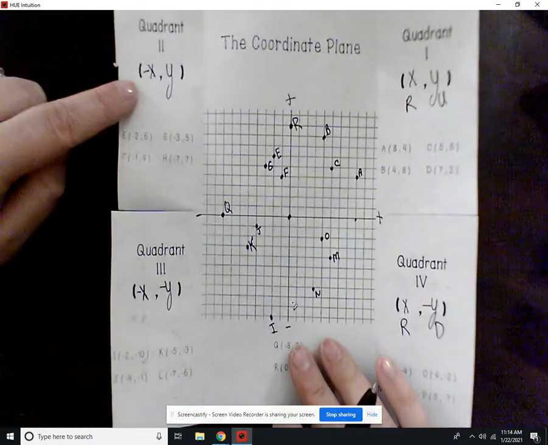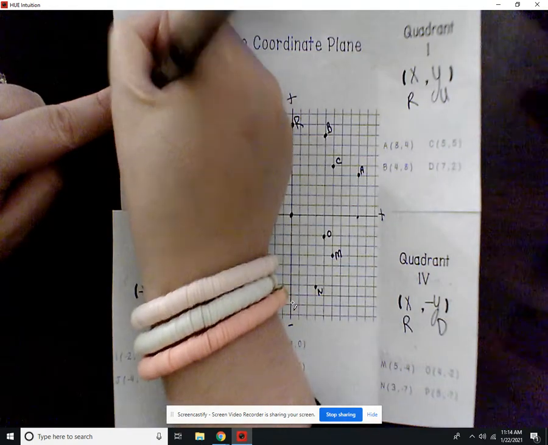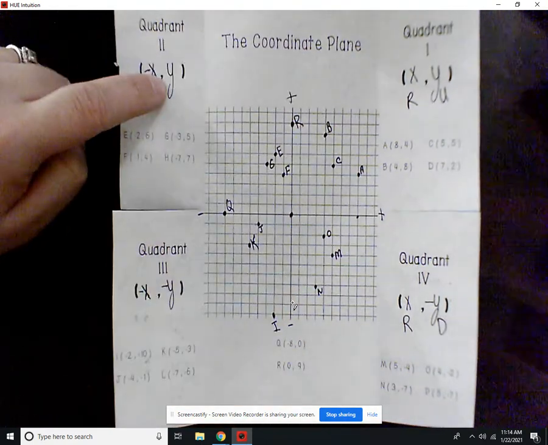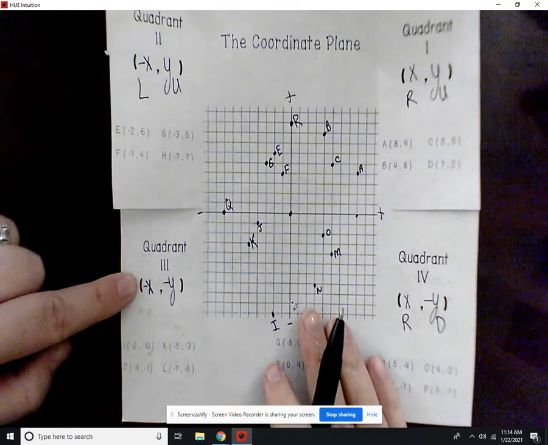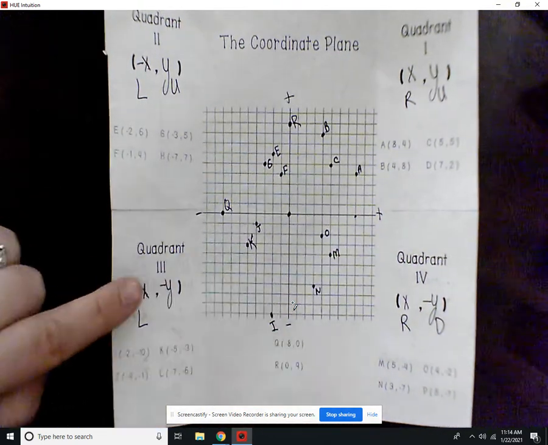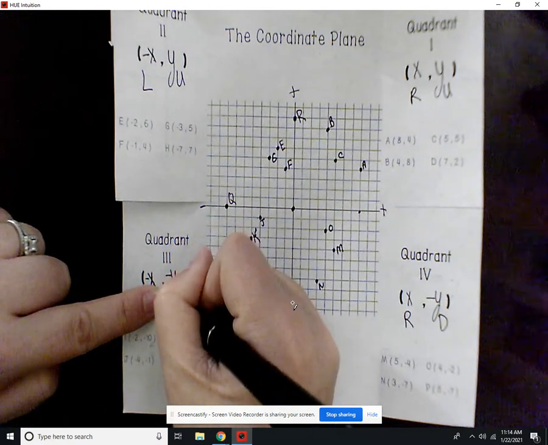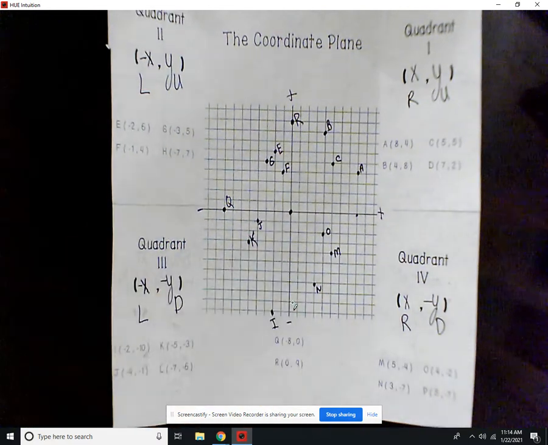Okay, quadrant 2, X is negative, so that means it's left. And then since our Y is positive, we're going to go up. And then quadrant 3, negative X, we're going to go left. Negative Y, we go down. So if it's positive, we go to the right and up. If it's negative, we go to the left or down.